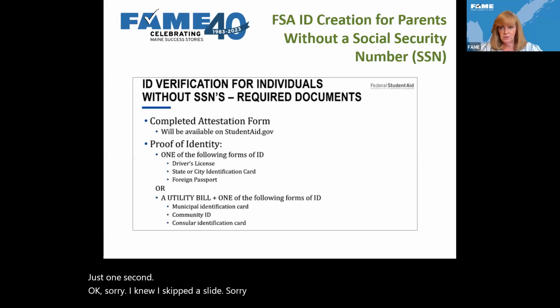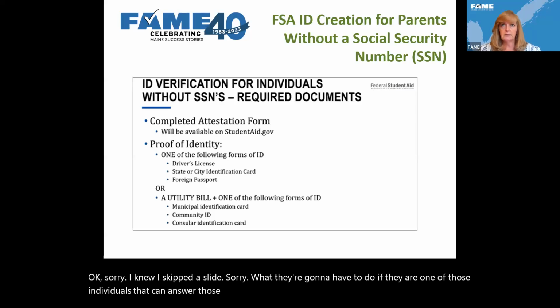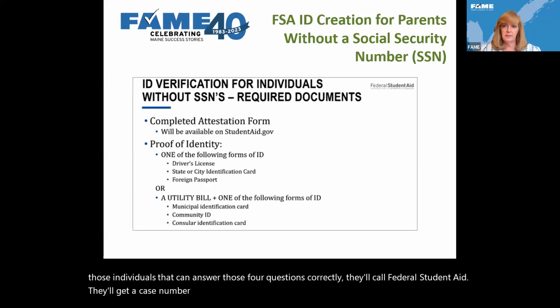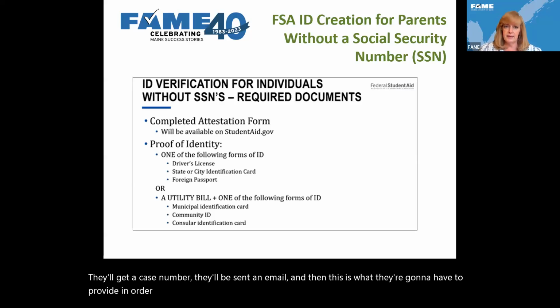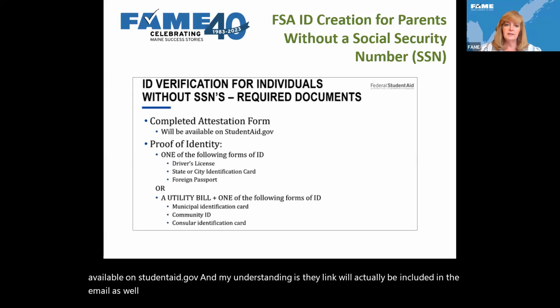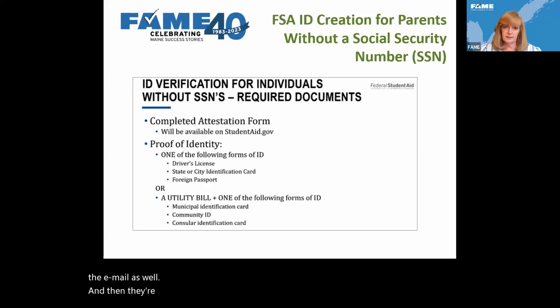What they are going to have to do, if they are one of those individuals that can't answer those four questions correctly, they'll call Federal Student Aid, they'll get a case number, they'll be sent an email, and then this is what they're going to have to provide in order to verify their identity. They will have to complete a form of attestation, and that will be available on studentaid.gov, and my understanding is the link will actually be included in the email as well. And then they're going to have to provide proof of identity.